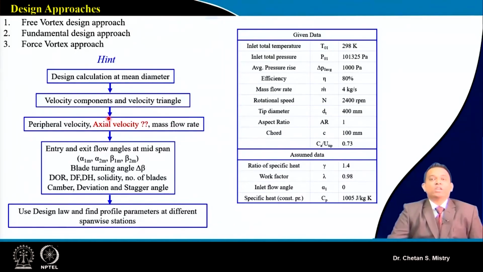As we know, in this case for the forced vortex concept, my axial velocity will not remain constant. That means we need to do the calculation for that. At entry and at the exit, we will be calculating different flow parameters. We will be calculating different parameters called degree of reaction, diffusion factor, and de Haller's factor. We will be calculating different flow angles at a particular station initially, and afterwards we will be applying our design law for other stations. Okay, so let's see how we proceed.